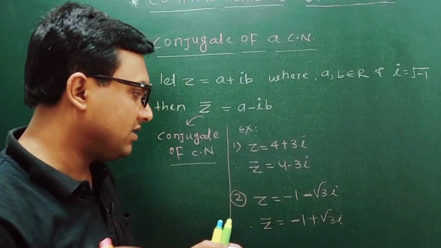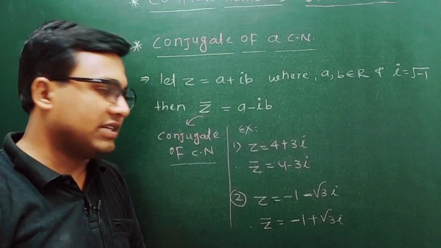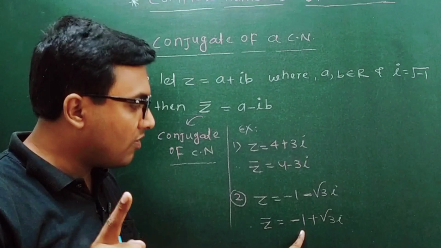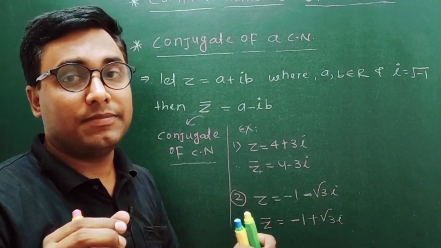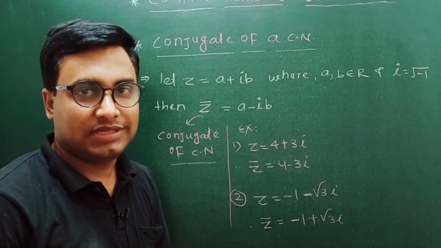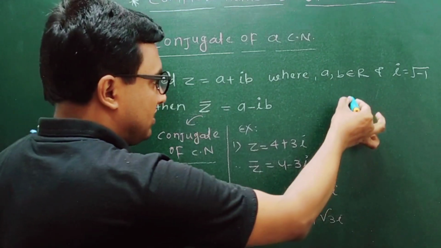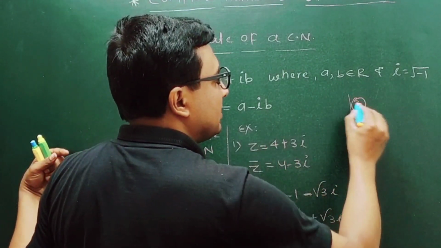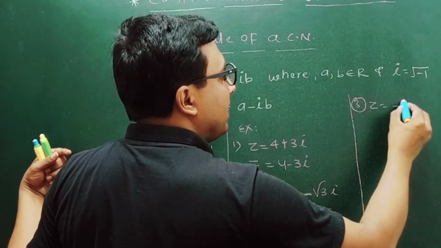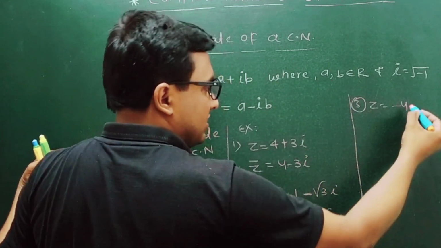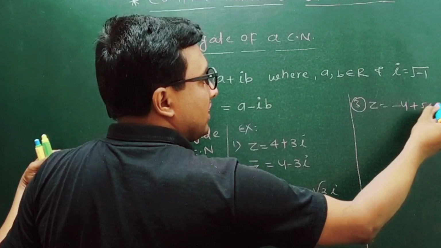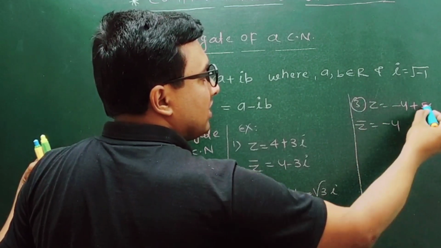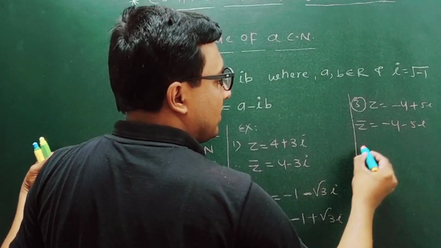Some students get confused here. Minus 1 becomes plus 1? No. Only change the sign of the imaginary part. Clear? See some more examples. Third, z is equal to minus 4 plus 5 iota. Then z bar is equal to minus 4 minus 5 iota.